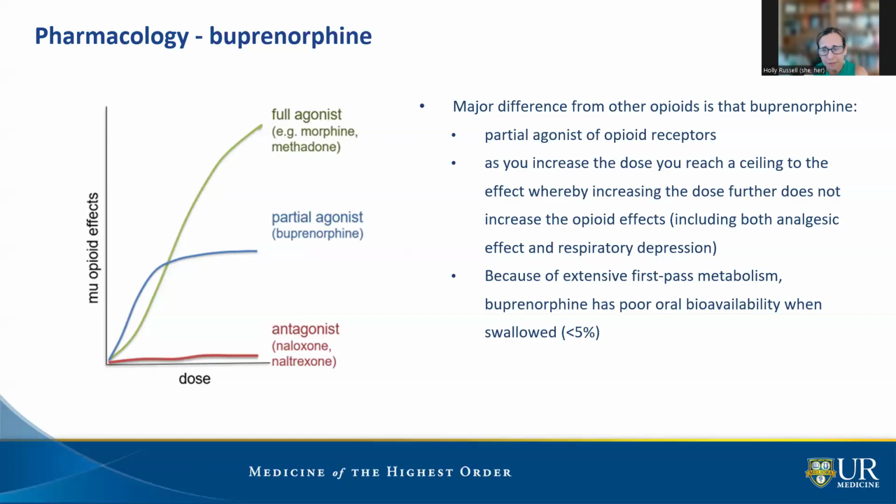Buprenorphine has extensive first pass metabolism, so it does not work well if it's swallowed. It has very poor bioavailability when swallowed. So all of the dosing mechanisms use other dosing mechanisms.